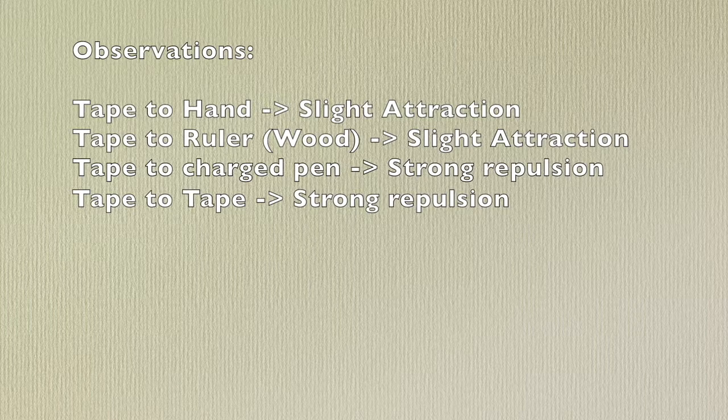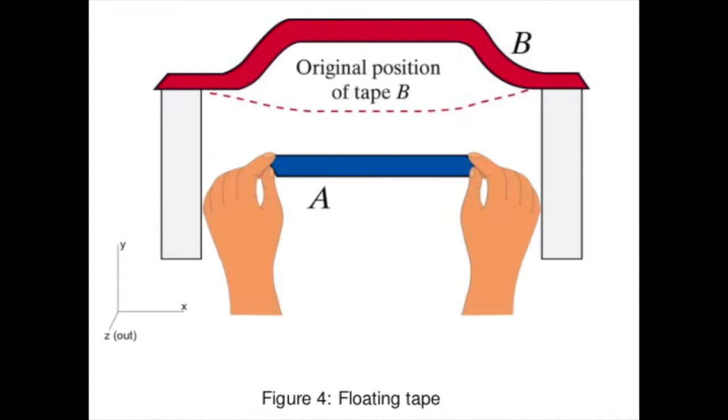Finally, I made another piece of U-tape and held both pieces up to each other, and I saw that there was a strong repulsion. This makes sense as they were charged the same way and should have the same sign on their charge. Now to determine the excess charge on one of these pieces of tape.